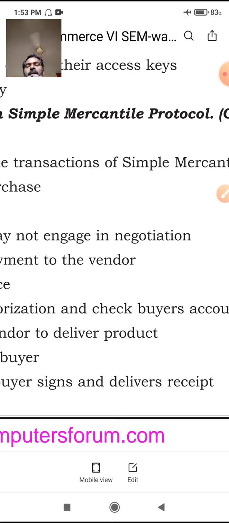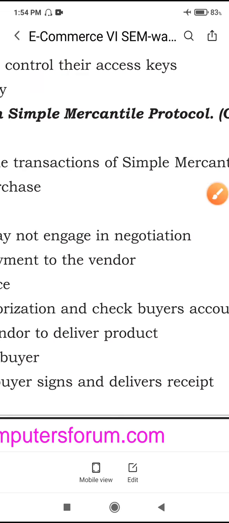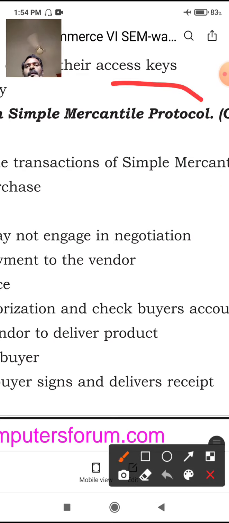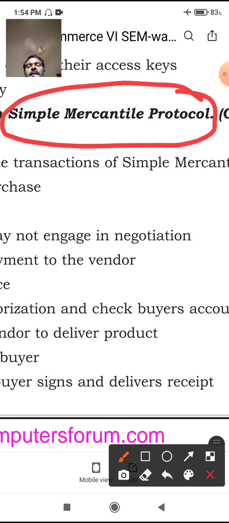In the e-commerce subject, unit 3, the next topic is a simple mercantile protocol. Today's first topic is the simple mercantile protocol.